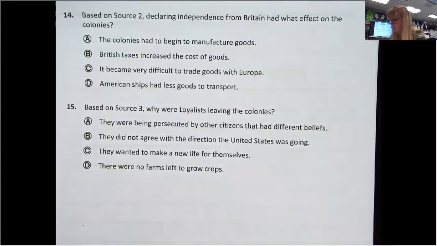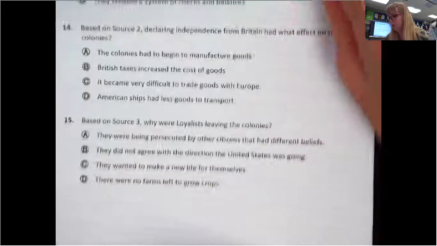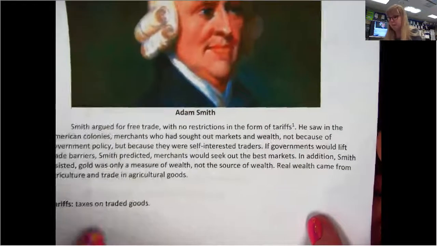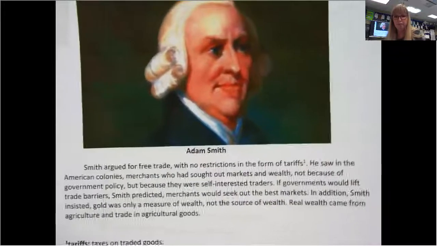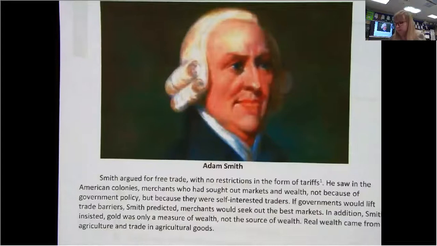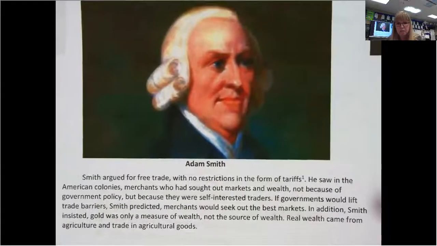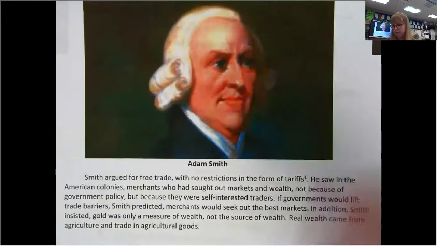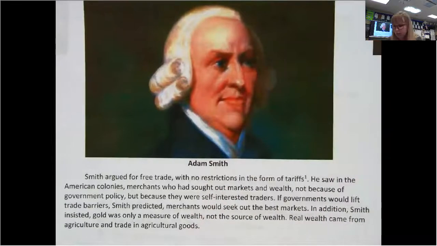Okay, on to source 4. Making videos. Yes, this one's their study guide, video study guide. All right, this one's a picture of Adam Smith, whoever this gentleman is. Smith argued for free trade with no restrictions in the form of tariffs. So a tariff is a tax on a traded good.